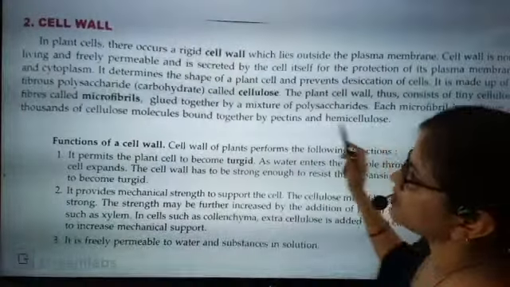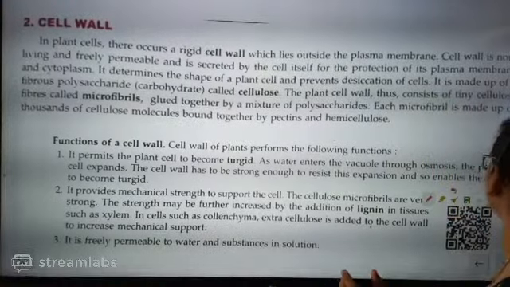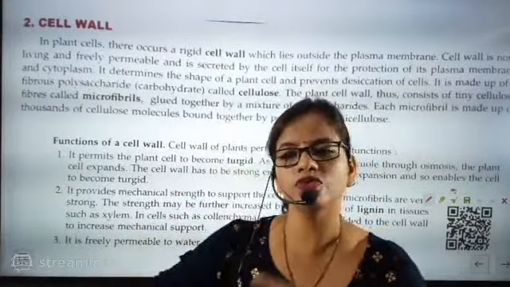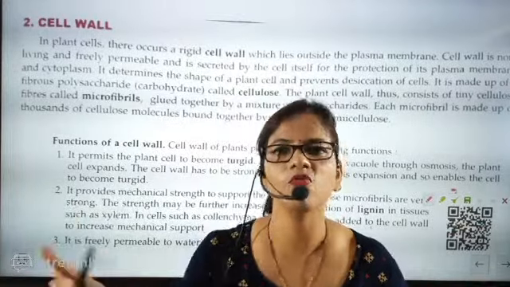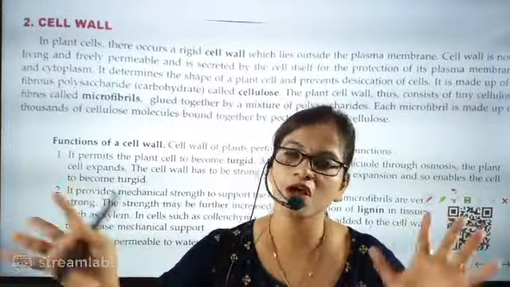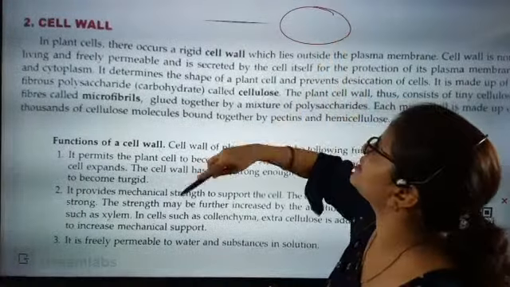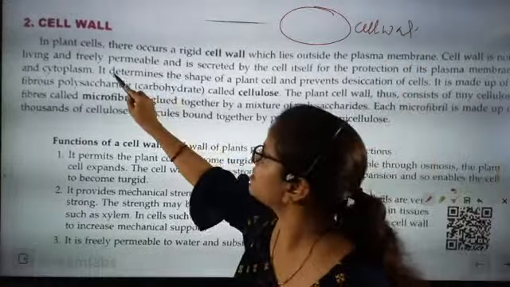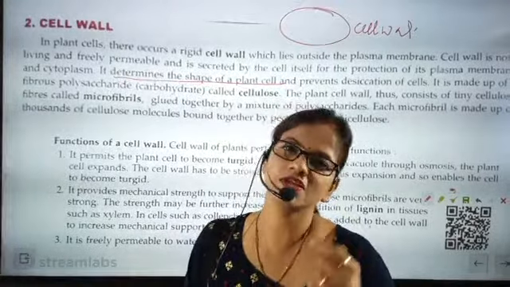Now beta, it determines the shape of a plant cell and prevents desiccation of cell. Desiccation of cell means what here, beta? So definitely, beta, it is the outside coating. You have to understand how your house will look. It totally depends upon what type of wall you are constructing. Accordingly, the outer structure of the house will come. In the same way, beta, the plant cell shape will be determined by the cell wall. It determines the shape of the plant cell.